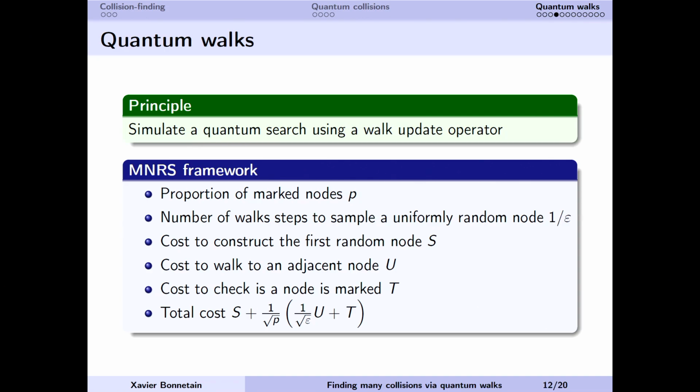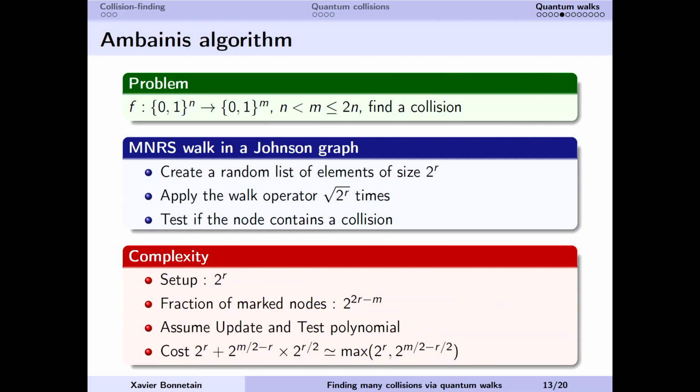That is, instead of having to iterate 1/p times, we only iterate 1/√p times. And instead of having to do a walk 1/epsilon times in order to obtain a random node, we only need to do 1/√epsilon updates in our algorithm. So this gives us an improvement over the classical algorithm. And if we want to find collisions in this framework, then what we obtain is actually Ambainis' algorithm.